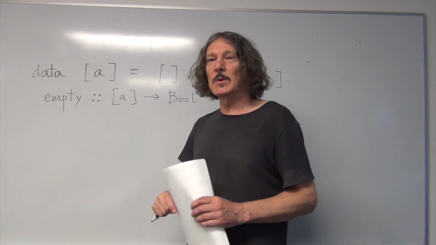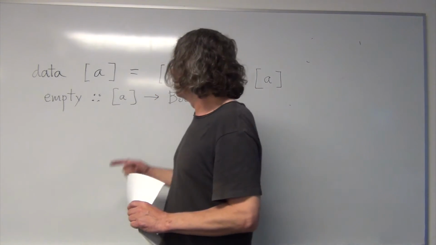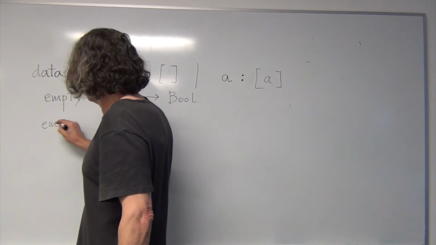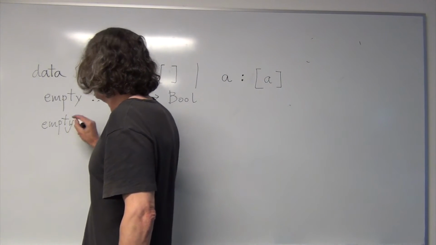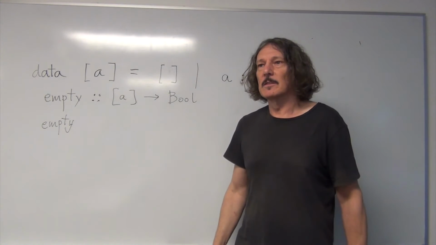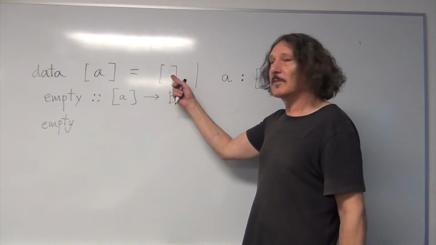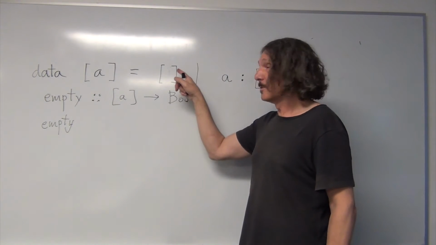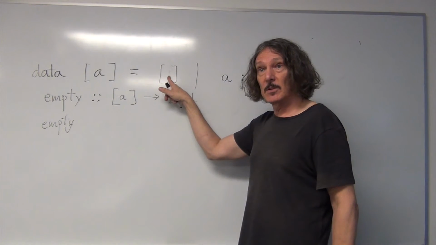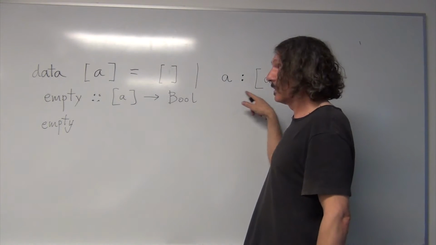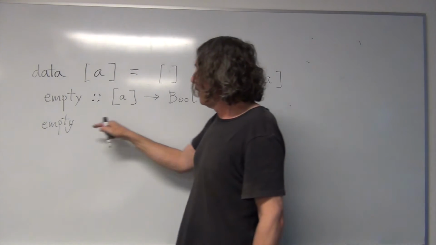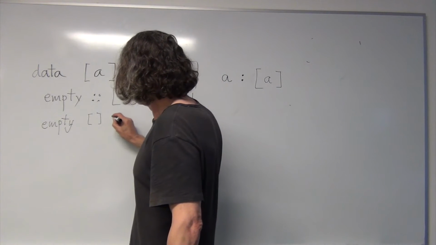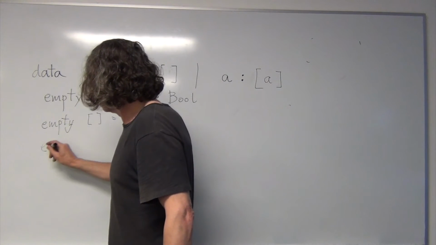Okay, so how do we implement something like this? Well, so first of all, empty definition. We have to pattern match, right? It's a sum type, so we have to pattern match on the first constructor and pattern match on the second constructor. So pattern matching on the first constructor is easy. Right? Pattern matching on the second constructor.